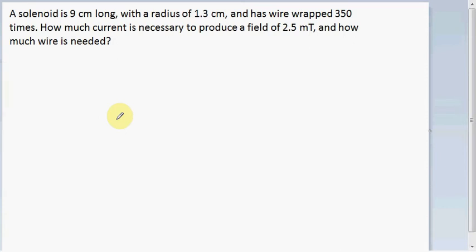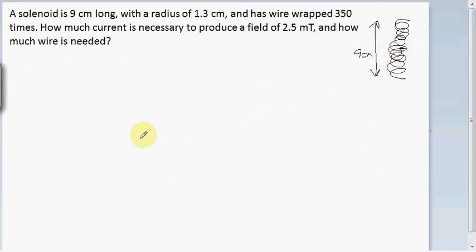Okay, here's another problem. This one features a solenoid, so you can probably guess it's going to involve a magnetic field. Let's see, a solenoid is 9 centimeters long with a radius of 1.3 centimeters and has wire wrapped 350 times. So if we sketch in our solenoid, here is our solenoid, this is 9 centimeters and the radius of our tube here is 1.3 centimeters.